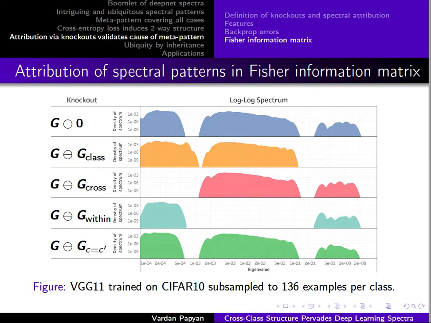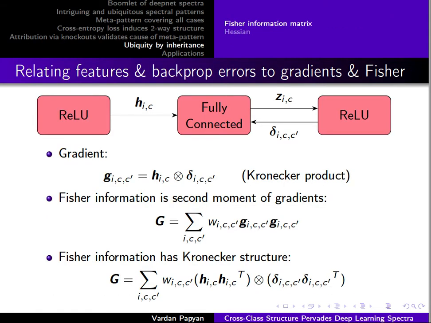Now, at this point, here's a question. What is the relation between the cross-class structure in the features, in the backprop errors, and in the Fisher information matrix? Because we know the cross-class structure appears in all of these cases. So let's consider a very simple scenario where we have a single fully connected layer in between two ReLU layers.